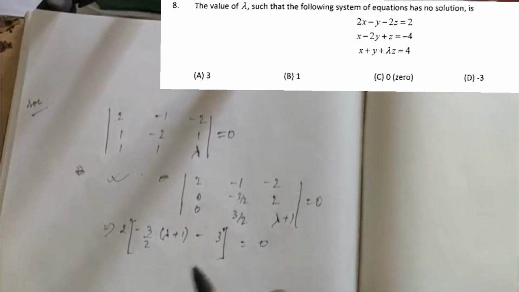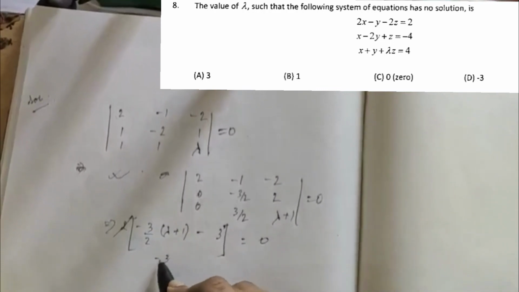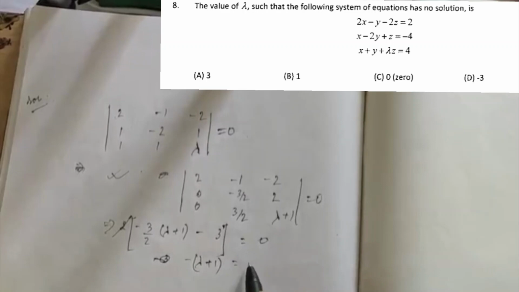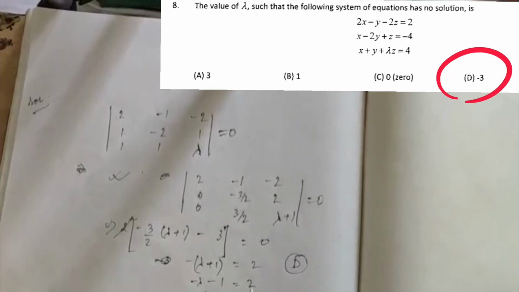So this will be the answer. Okay, so 2 will get cancelled, and here minus 3 will also get cancelled, then minus lambda plus 1 is equal to, what will be the answer? It will be 2. So minus lambda minus 1 equal to 2. So lambda will be equal to minus 3. If I am not wrong anywhere, then the answer is minus 3. Or if I have done any sign mistake, then please check it, okay, because I am doing it fast. Okay.